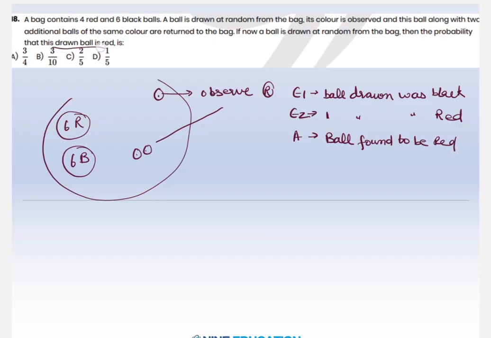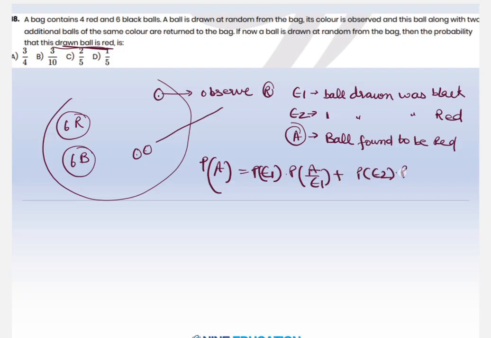Like this, when you draw a ball and it is found to be red, that is the event. So what you need to find: if now a ball is drawn at random from the bag, then the probability that this ball is red. So you need to find the probability the ball is red, P of A. Now P of A will be equal to P of E1 into P of A by E1 plus P of E2 into P of A by E2, using the multiplication theorem.